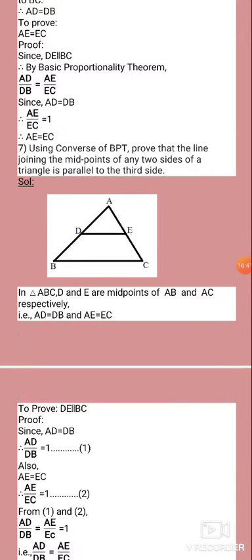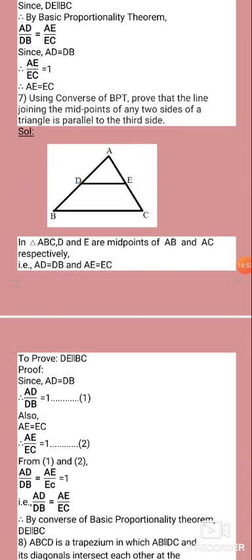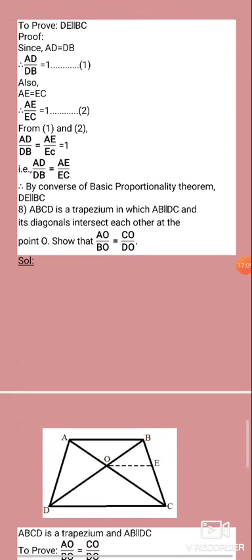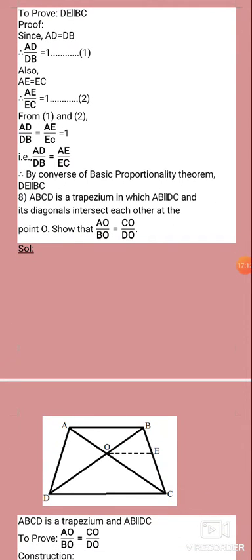Since AD is equal to DB, AD by DB is equal to 1. Equation number 1. Same as AE by EC is equal to what? 1. Put equation number 2. From 1 and 2 we can write what? AD by DB is equal to AE by EC. So the sides are in the same proportion. So using BPT converse we can write what? DE parallel to BC.